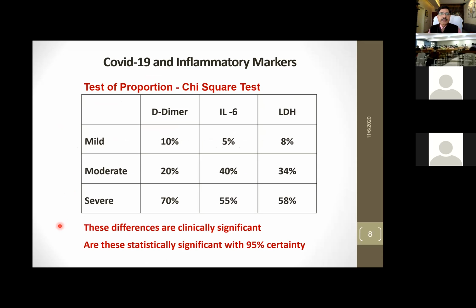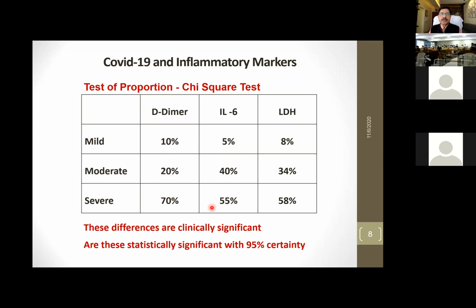Now, let us say in COVID and inflammatory markers, we have taken 3 levels of disease, mild, moderate, and severe, and we have done the test, here, the D-dimer test, the interleukin test, and the LDH. So 10% of the mild fellows had D-dimer, and 20% of the moderate fellows and 70% of the severe fellows had D-dimer. Likewise, interleukin also 5% in the mild, 40 in the moderate, 55. These are all proportions. These are not means. So we cannot work out any correlation here.